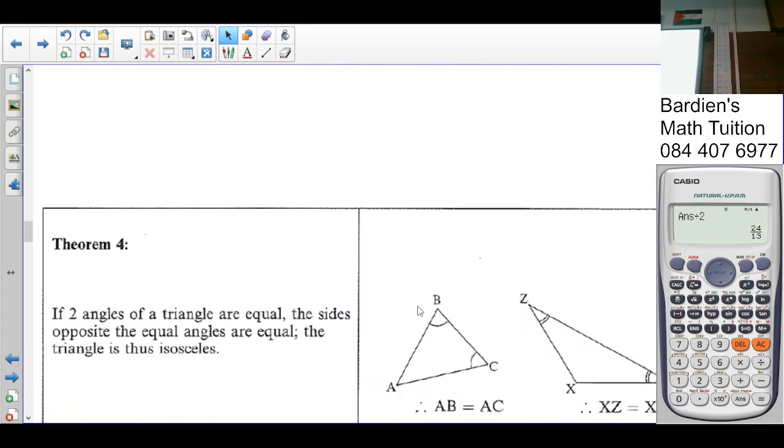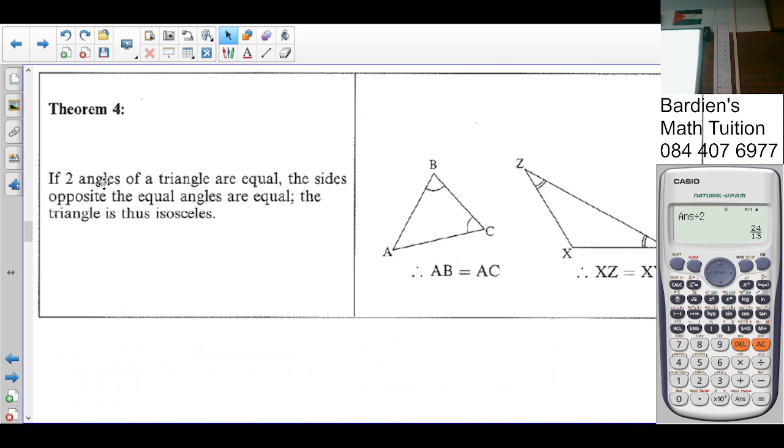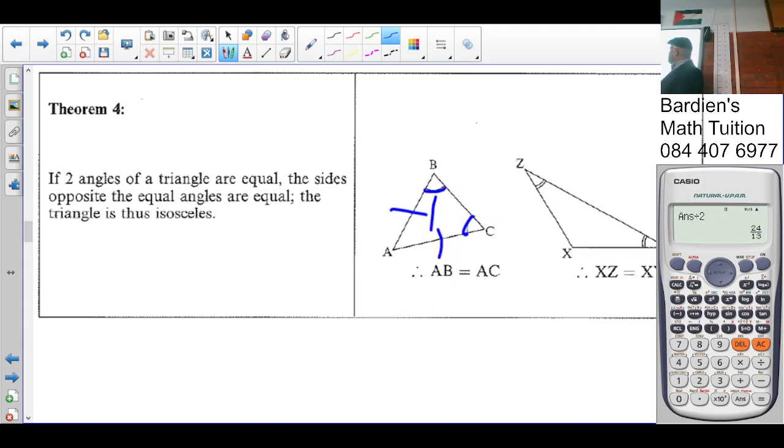Let's go to the next one. Theorem 4. If 2 angles of a triangle are equal, the sides opposite the equal angles are equal. The triangle is thus isosceles. So you see, here's angle C and angle B are equal. So which sides are equal? AB is equal to AC. Can you see that? Still getting confused? Here's the arc. So XY is equal to XZ.